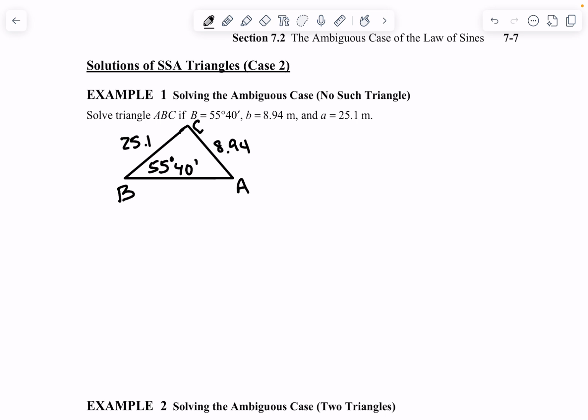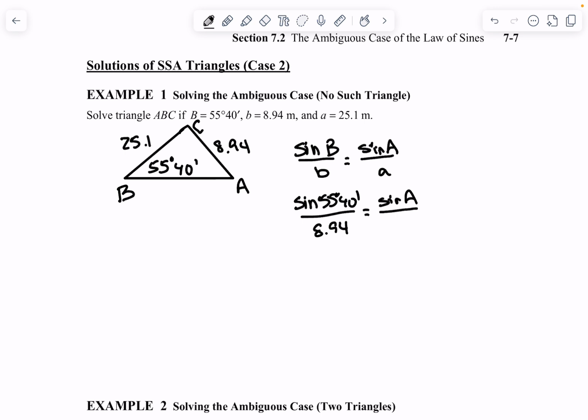So when we set up our law of sines, getting the unknown on the top, we get the sine of B over b as the sine of A over a. Well, B is our 55 degrees, 40 minutes. Side b is 8.94 meters. Sine A is what we don't know, and angle A is what we don't know. Side a is 25.1. So as we cross multiply this, 8.94 times the sine of A equals 25.1 times the sine of 55 degrees, 40 minutes.